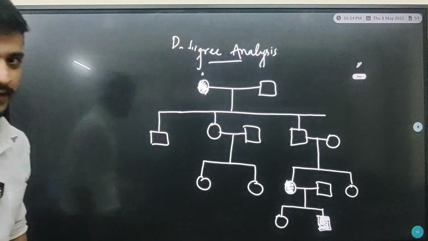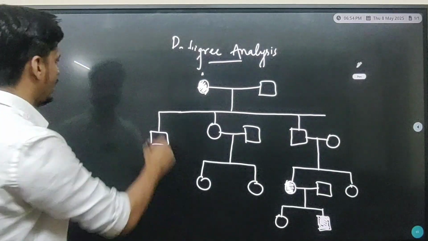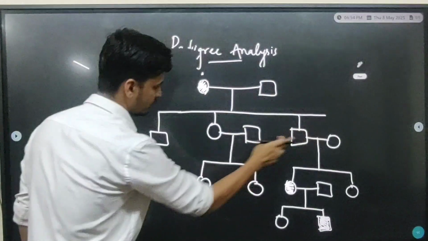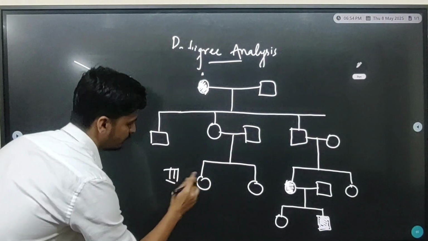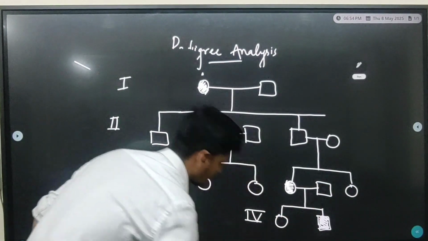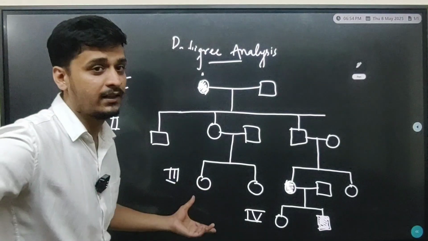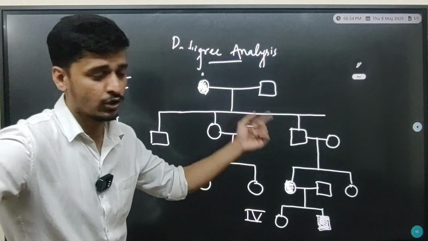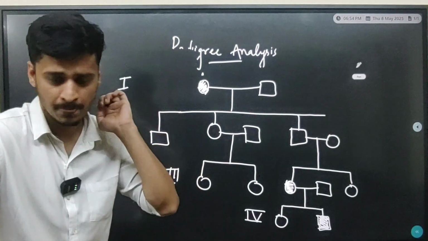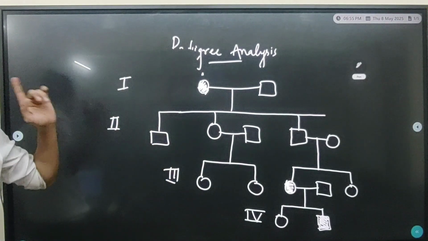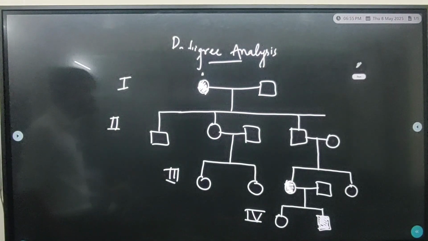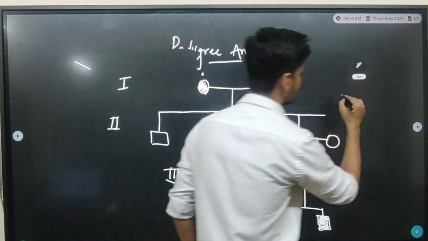So if this kind of pedigree is given, this is generation 1, this is generation 2, this is generation 3, and this is generation 4. How can you detect if this pedigree is X-linked or autosomal? First, how to detect whether a pedigree is autosomal dominant or autosomal recessive? If the disease is present in every generation, that is the autosomal dominant case.